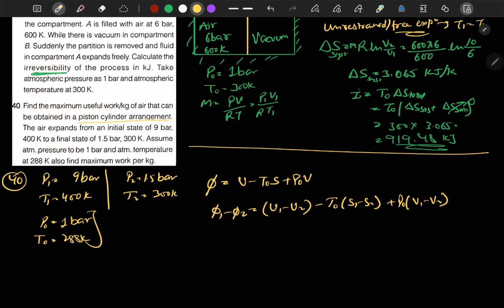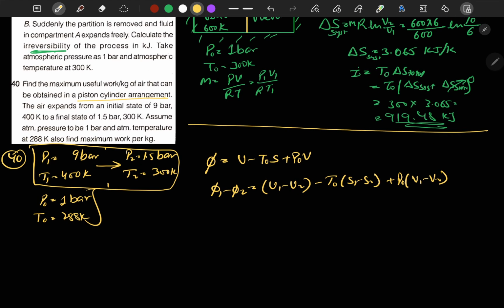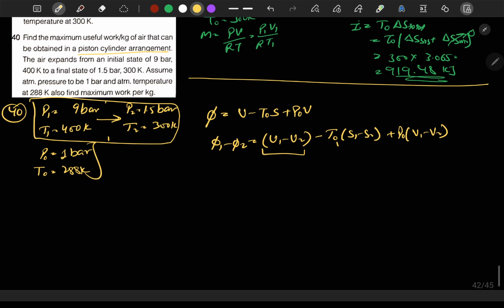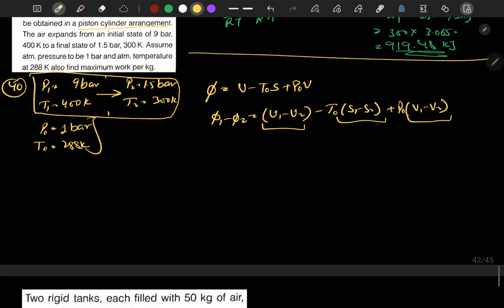Okay, so using this equation we can calculate all the values here. Now what we can do, you know that this is a system. The system moves from this state to this state. So if we substitute all the values here, let's calculate. There are three parts to this solution. We will do all the parts one by one.